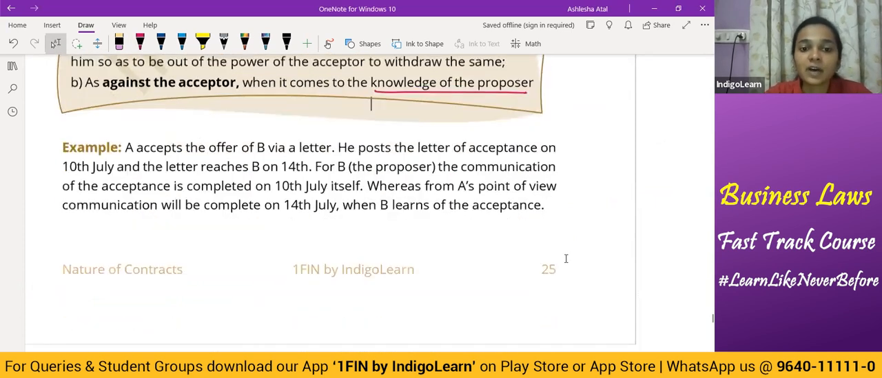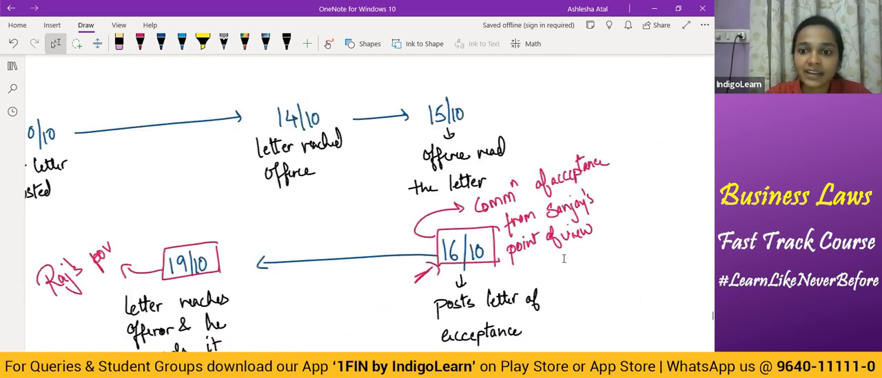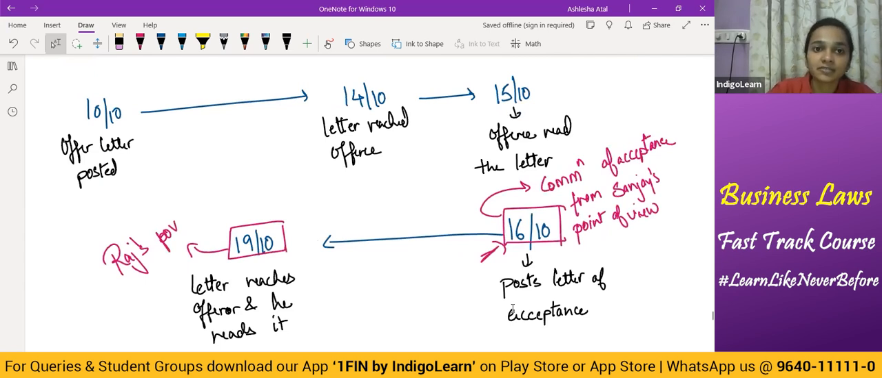Now, why is that so? The reason is why a different date from the offerer's point of view, and why a different date from the acceptor's point of view. The reason is very simple. Just like say Sanjay has now changed his mind and he wants to revoke the offer, he wants to take back his offer. So there has to be a time span until which he can take his offer back. So offer can be revoked at any time before it is accepted.